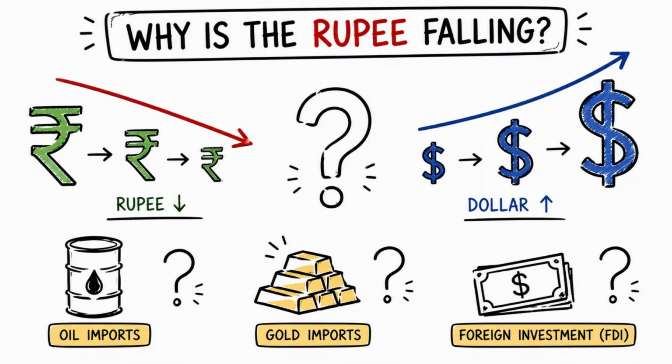But why does this happen? Is it because India is poor? Is it because of government policies? Or is there something much bigger going on? The answer lies in three major forces: oil imports, gold imports, and foreign investment. Let's understand how these three factors quietly influence the value of the Indian rupee.